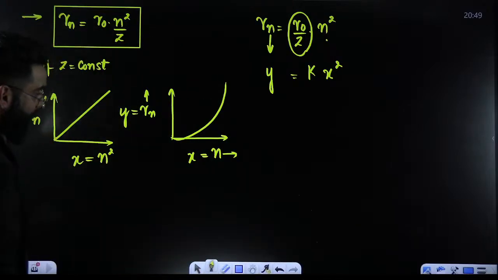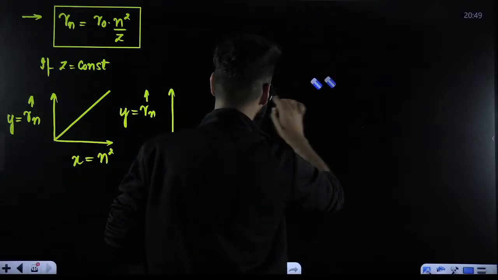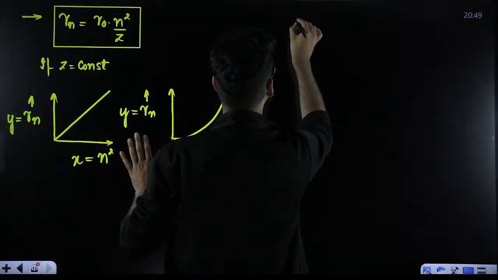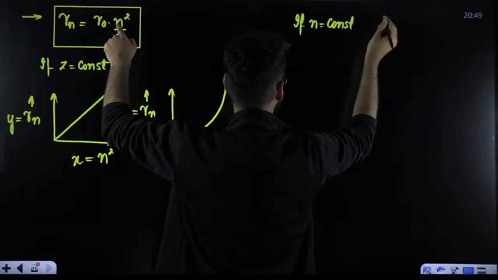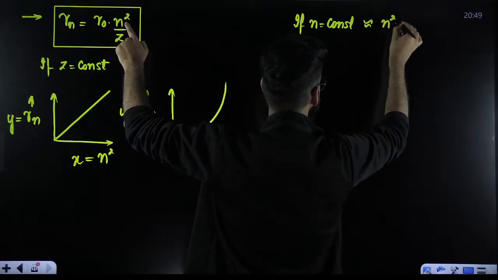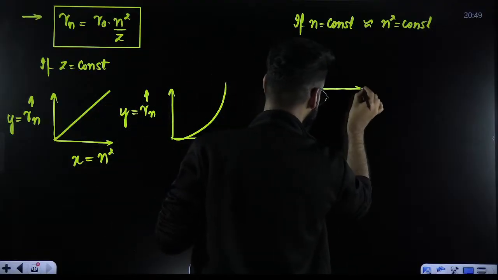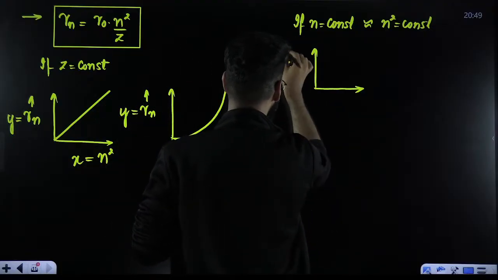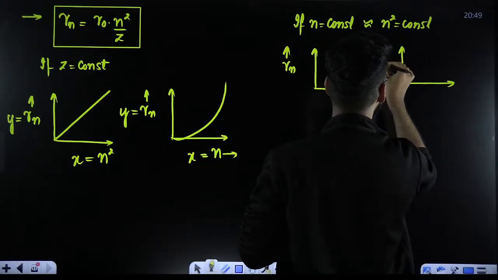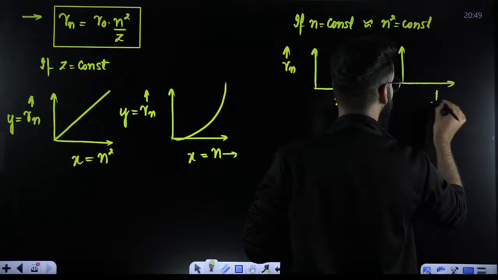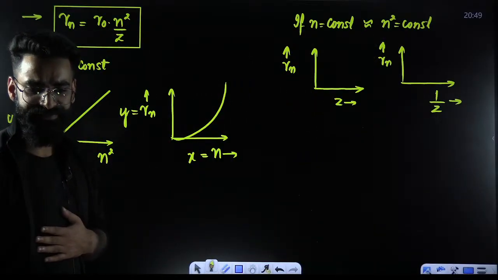All right. One more thing which I would want to tell you over here. Just try to understand. For example, if n is constant, which tells you that n square is also constant, so I'm keeping n square constant. Now, keeping n square constant, tell me the graphs between radius of nth Bohr's orbit versus Z, and radius of nth Bohr's orbit versus 1 by Z. Can you make these graphs, people?